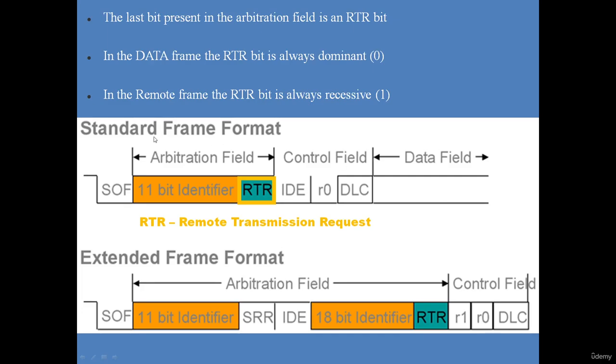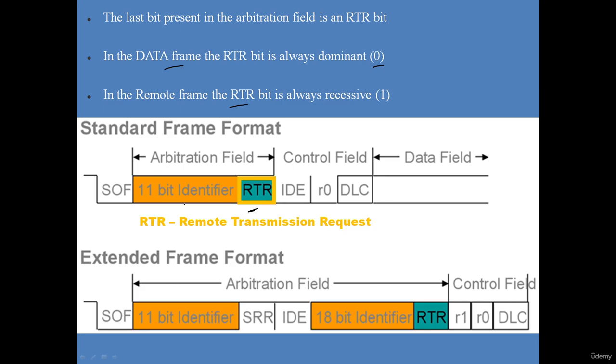In this arbitration field, the last bit present is called the RTR bit. The data frame is the frame which contains the data, and in this case the RTR bit is always 0. The RTR frame is the one which consists of a request for the data, so in this case this bit is always 1. So this point you can note.